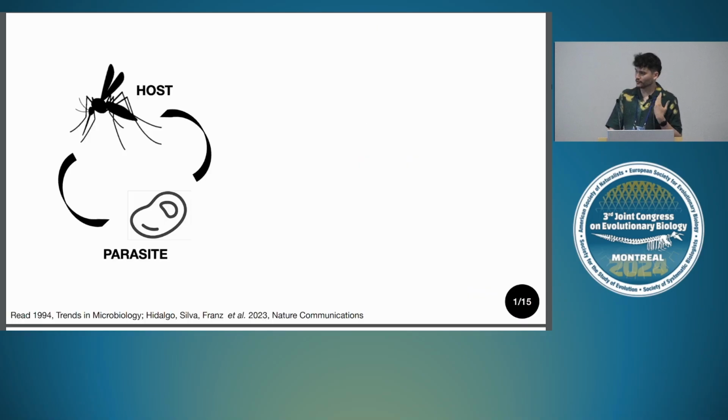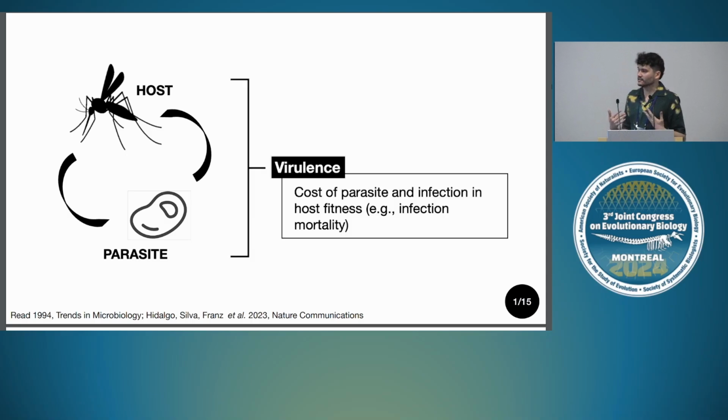So as most of you know, hosts, or pretty much any life form, are parasitized in some way. A parasite exerts some kind of cost on the host. We usually talk about virulence as the cost of infection, or the cost of the parasite or the immune response altogether, and as a proxy we often use infection mortality. This is a very important property of infection itself, and it has been highly important for medicine, conservation, and so on, because it helps us predict how diseases are going to evolve.